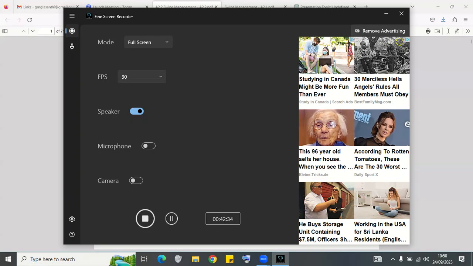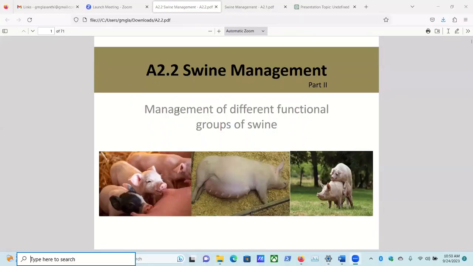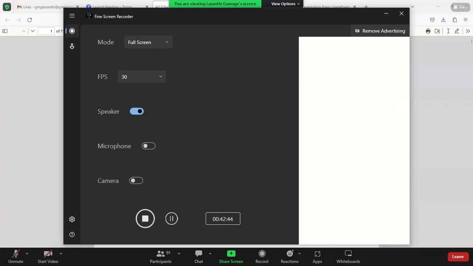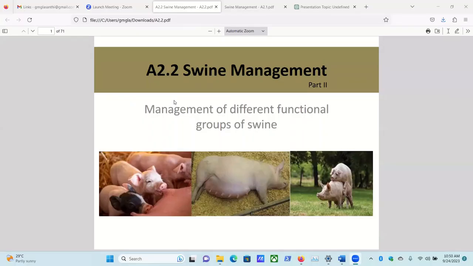I told you in the previous session, there are some functional groups of animals. So, they have separate management practices. We do feeding in a different way for each and every group, and there is a set of special management practices for each group. So we have to write them separately.